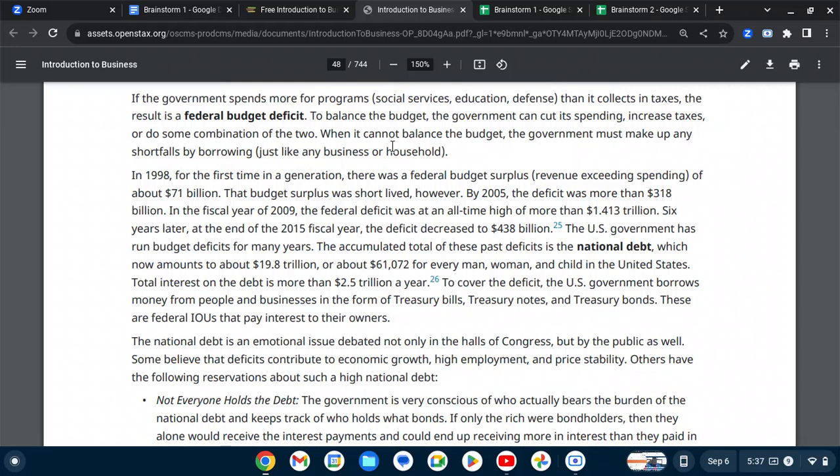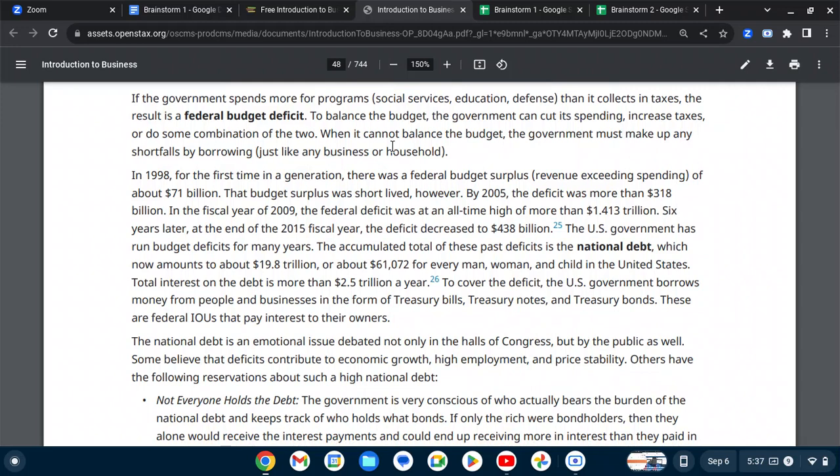In 1998, for the first time in a generation, there was a federal budget surplus of about $71 billion. That budget surplus was short-lived. By 2005, the deficit was more than $318 billion. In the fiscal year 2009, the federal deficit was at an all-time high of more than $1.413 trillion.